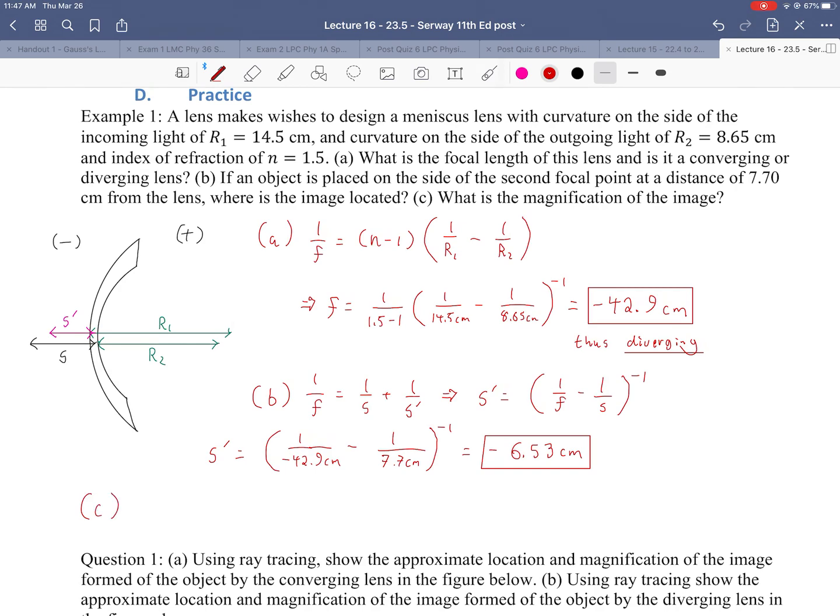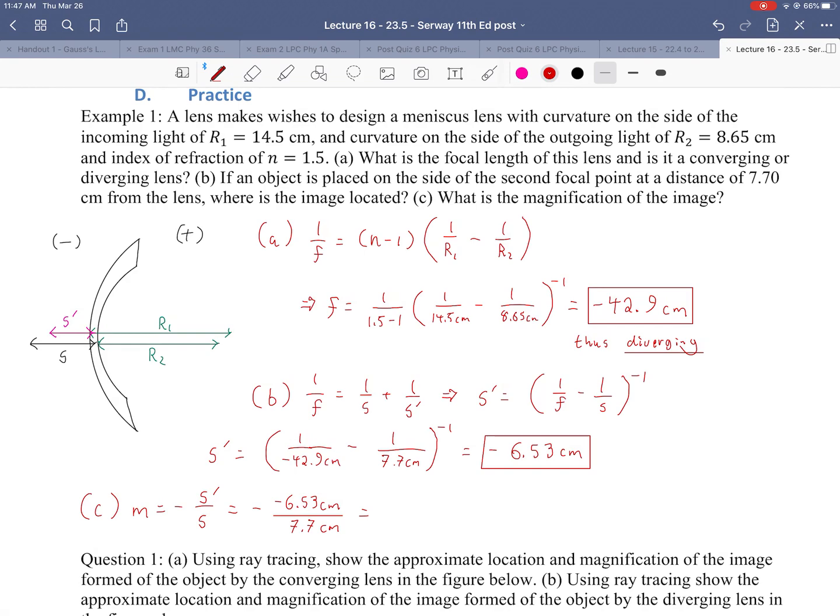Okay, so in part C, we want to solve for the magnification. Should be easy since we have everything together. Our magnification is just negative S prime over S, excuse me. Of course. And so we have negative and then negative 6.53 centimeters for the S prime length, the distance to the image. All right. And then in our denominator, we'll simply put the distance to the object, which is our positive 7.7 centimeters. So then we'll have a negative, which is going to cancel out, which is going to tell us that our image is virtual and upright. But of course it is, because it's a diverging lens, and diverging lenses can only create virtual upright images.